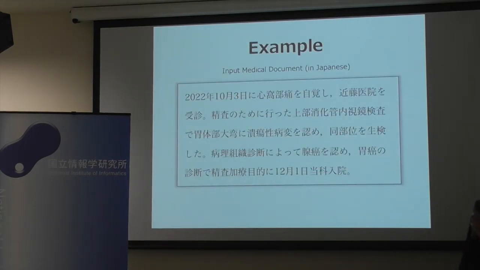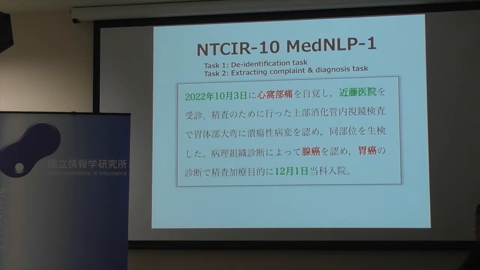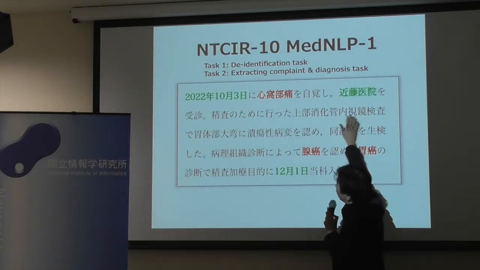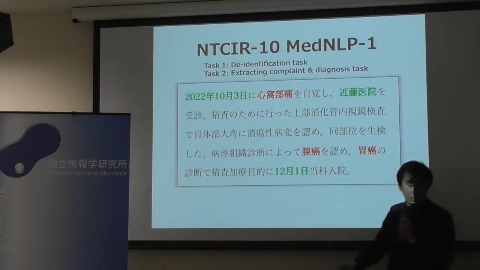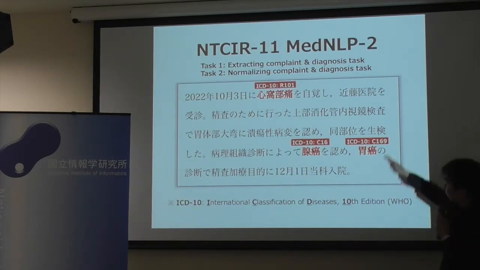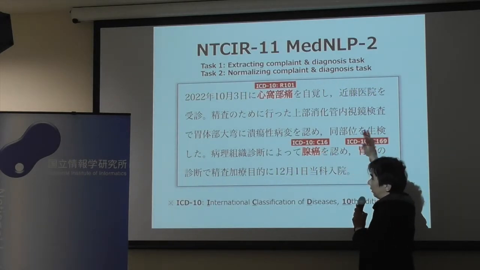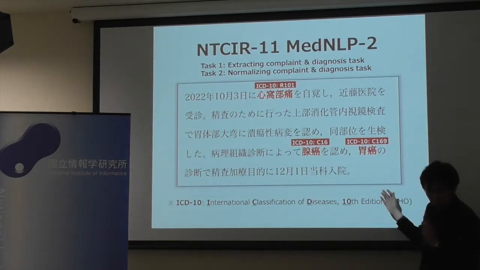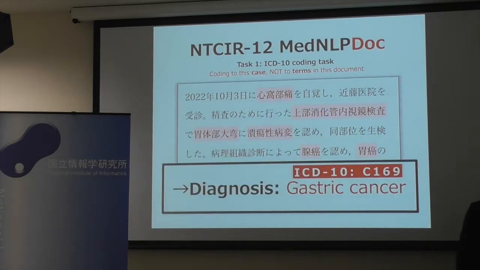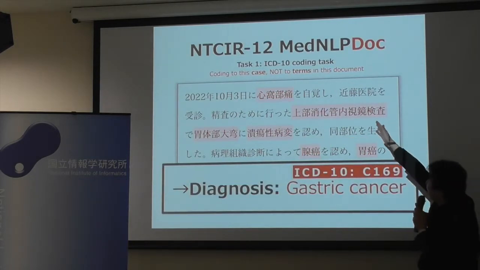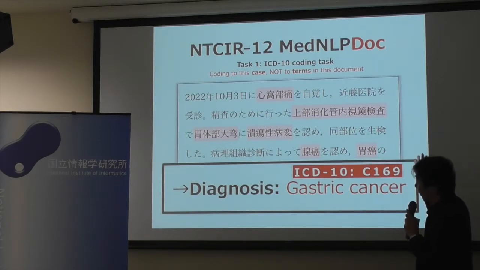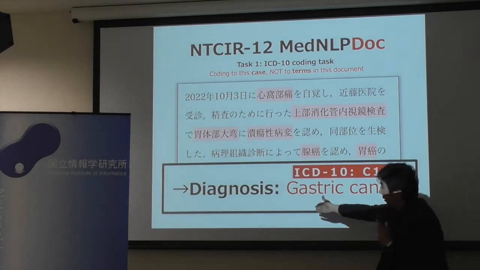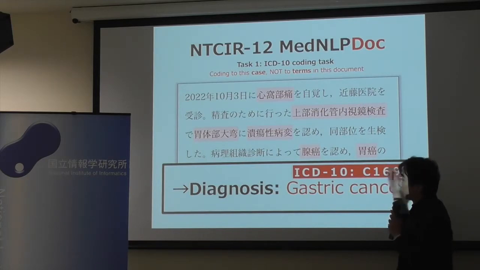So this slide shows a more concrete example. Given a text, MedNLP1 removes privacy information, date and time information, and finds disease names, and MedNLP2 classifies disease names into disease categories represented by ICD codes. And now MedNLP3, or we call it MedNLPDoc, our goal is to output the final diagnosis, the final decision.